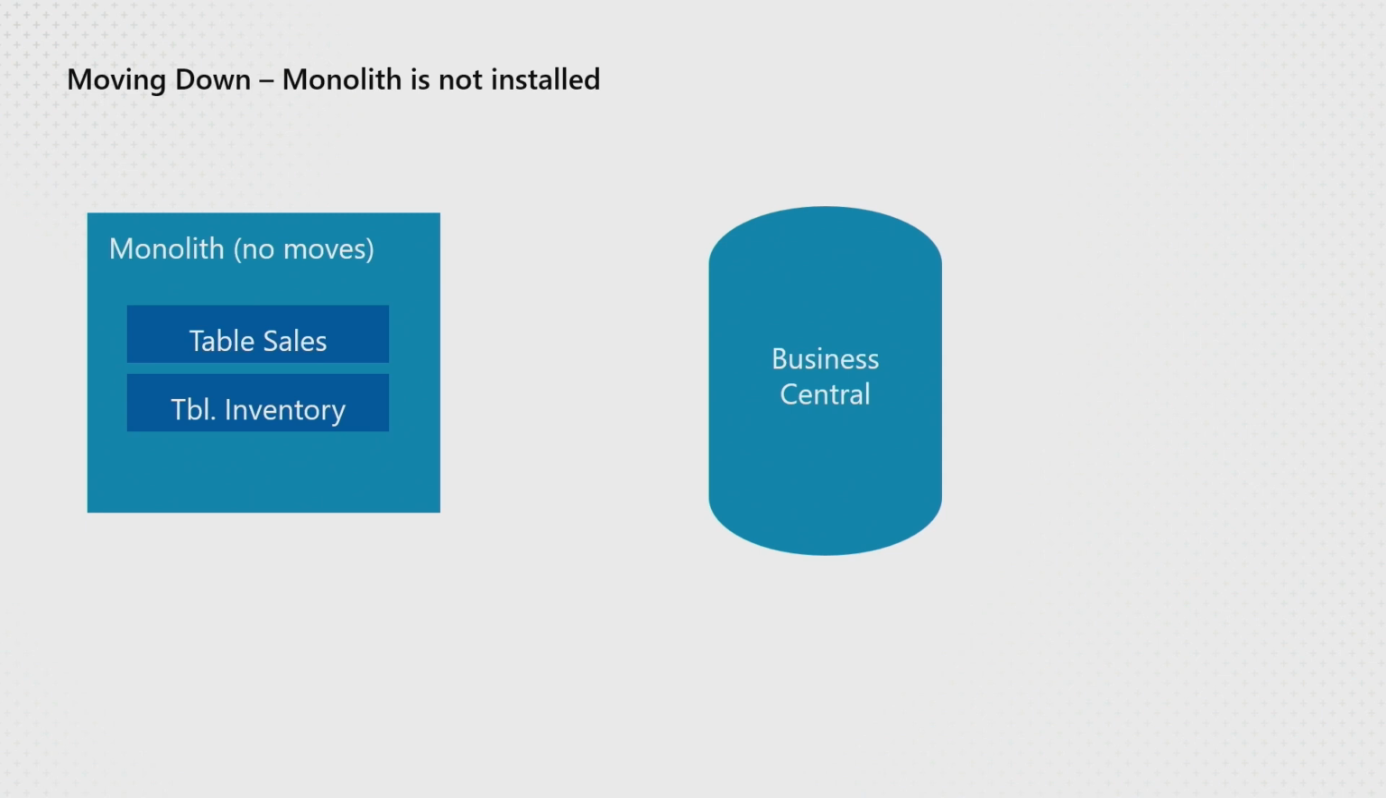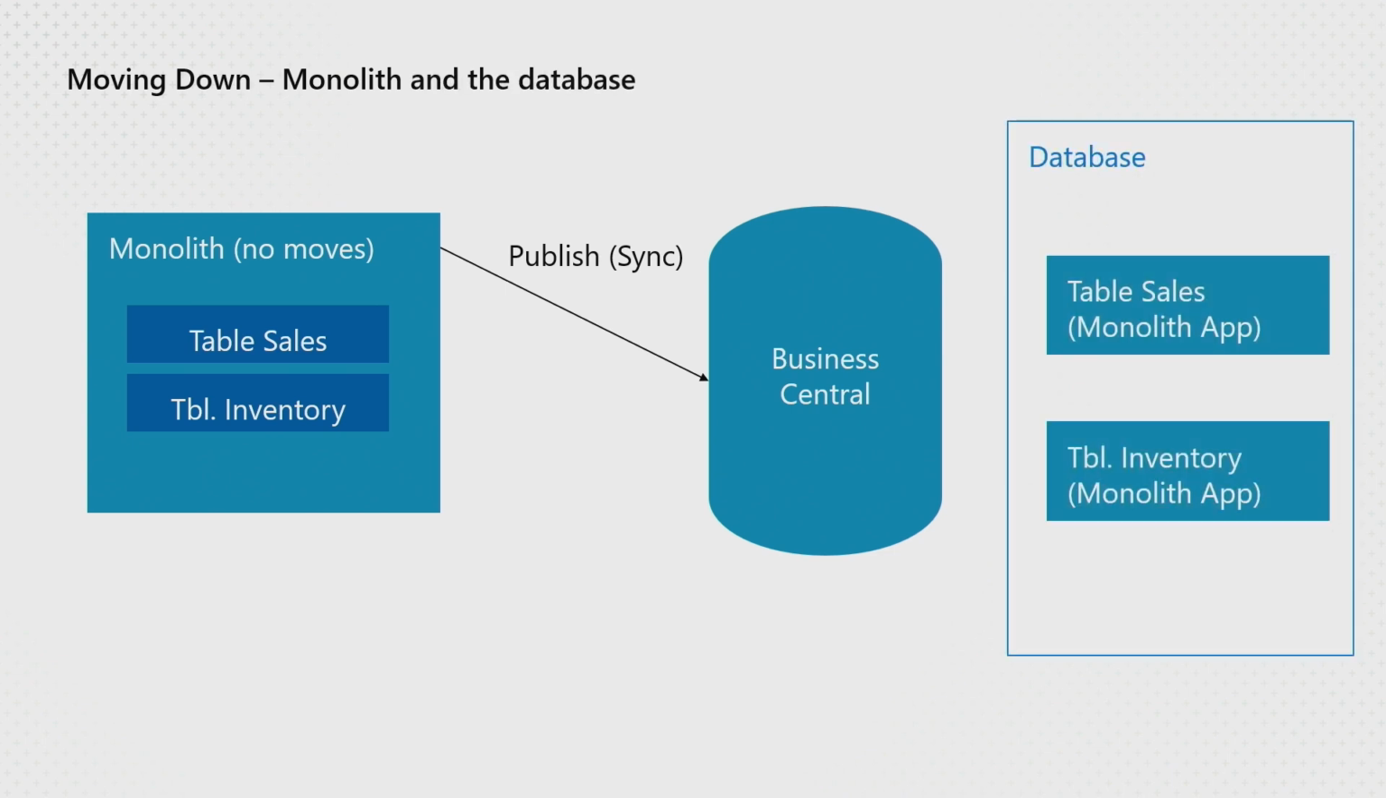Let's try to deploy our apps to see how we would achieve our scenario that I showed just a little bit before. We start, first of all, with Business Central not even having our monolith app, and we have our original monolith app with sales and inventory included. If this is published through VS Code and synced, then you will see that the database contains a table sales and a table inventory, and they both belong to a monolith app.